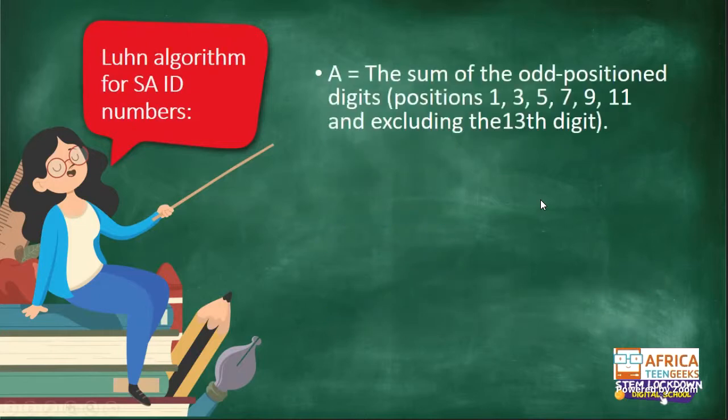So here's the actual algorithm. The first step is the Luhn algorithm for SA ID numbers. It's the same for all of them, it's just that the length of the number may be different, or they may be of different types. So for the SA ID numbers, the first step: A, that's a variable, equals the sum of the odd position digits, in other words positions 1, 3, 5, 7, 9, and 11, excluding the last digit, the 13th digit, because the 13th digit is not part of my calculation.